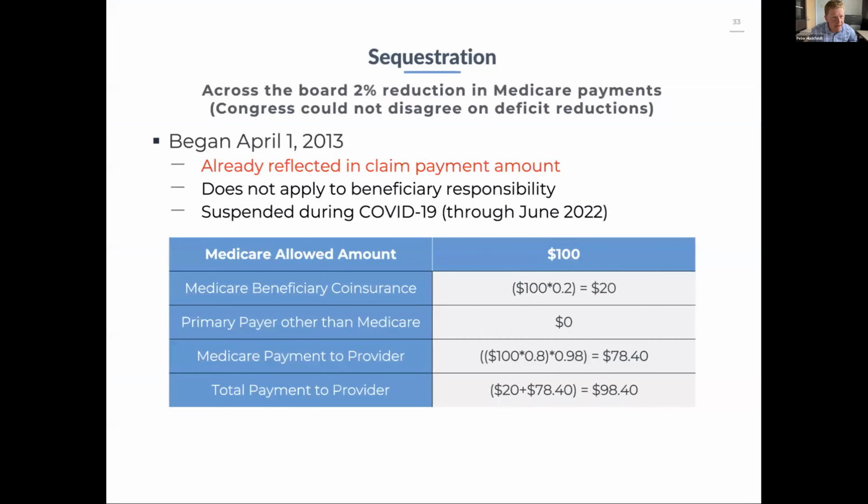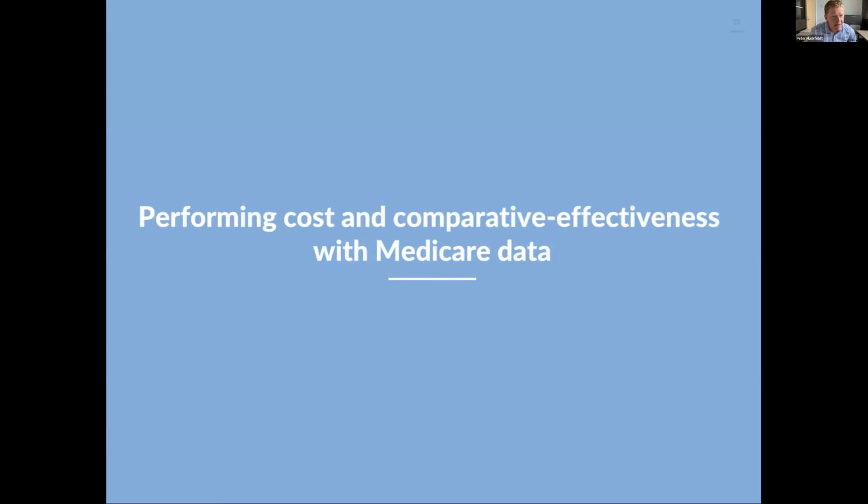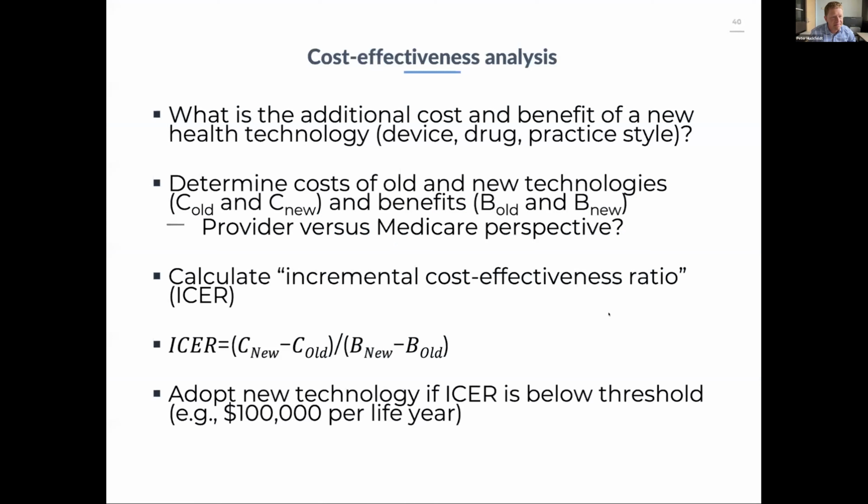All right, so I'm just going to briefly talk about performing cost and comparative effectiveness analysis with Medicare data. Cost effectiveness analysis is basically comparing maybe two healthcare interventions, and we want to know, is one more beneficial than the other? And if it is, is the additional cost per benefit extremely expensive? Usually the benefits are given in terms of quality adjusted life years. So we look at the ratio of the change in costs per quality adjusted life year, and we say the intervention is effective if that ratio is less than $100,000 per additional life year.